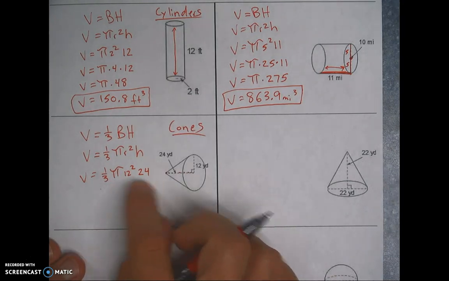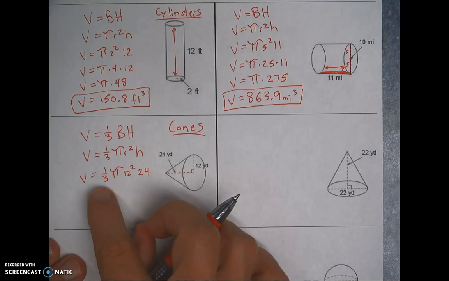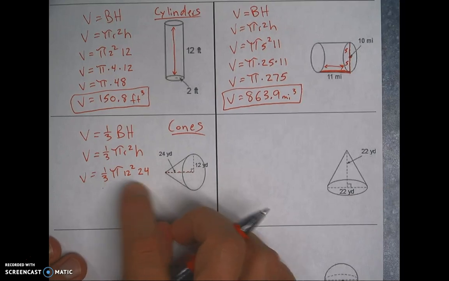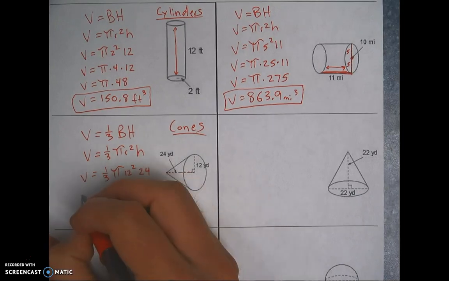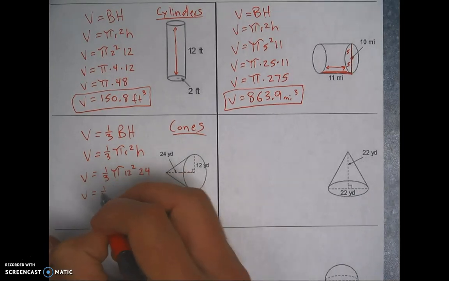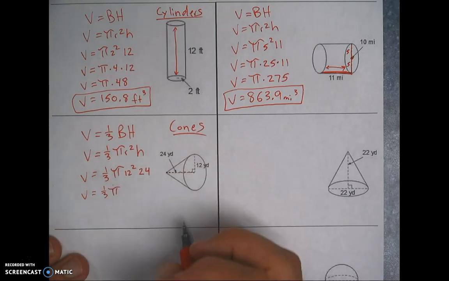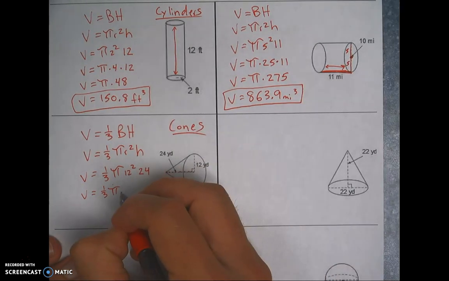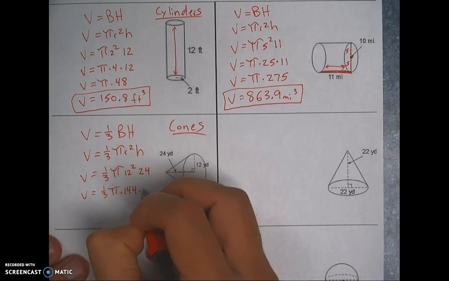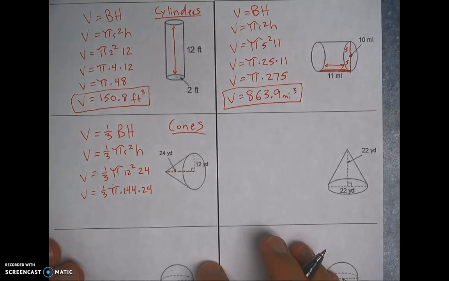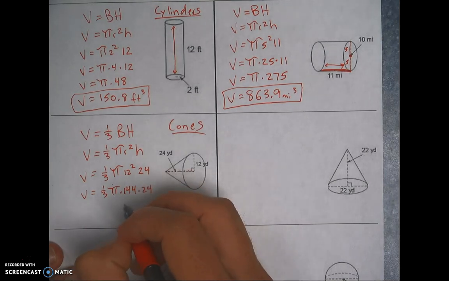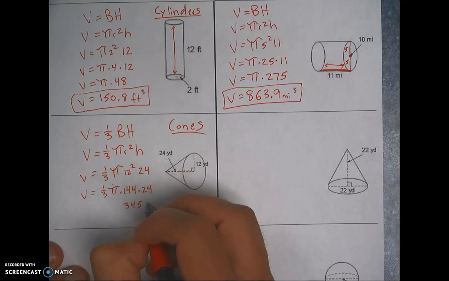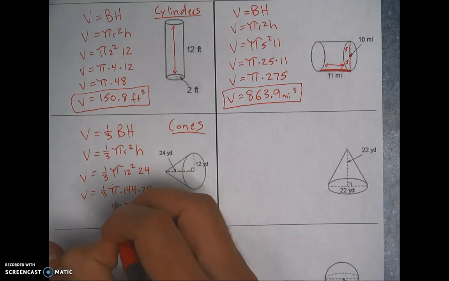If you know how to plug this in your calculator, you could plug this all in at once, but this is where I would really recommend that you don't, because being able to handle that 1/3 is important. So let's do it piece by piece here. 12 squared, you could do in your calculator 12 times 12. That's 144. You still got to multiply that times the height. So 144 times 24. Calculator will handle it for you. So it's 3,456.